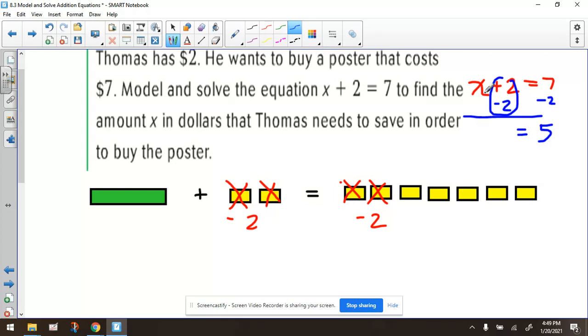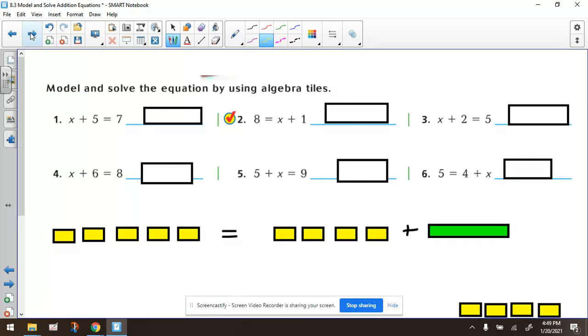So the answer to the question, how do you solve equations? It's you apply the inverse operations. And why do we do that? This model is supposed to help you understand that. So what's the answer? X equals 5. X equals 5. All right, let's look at some other examples.